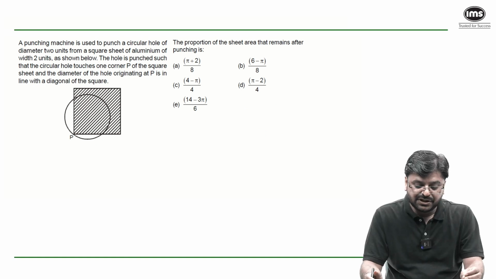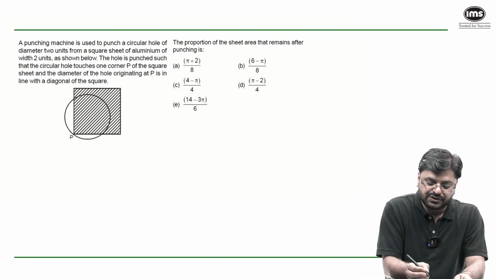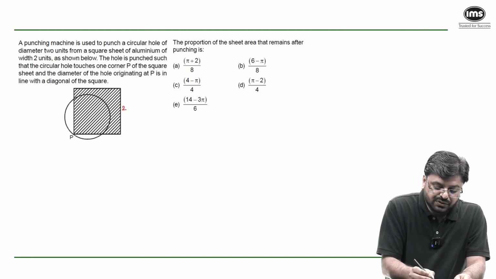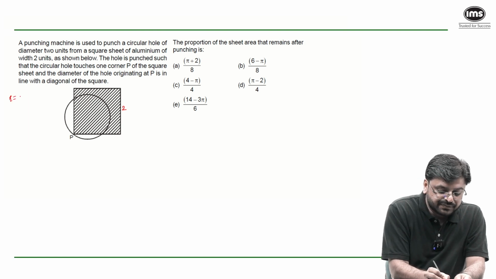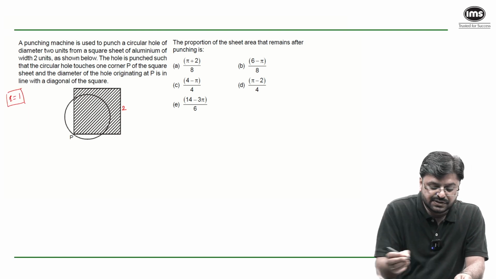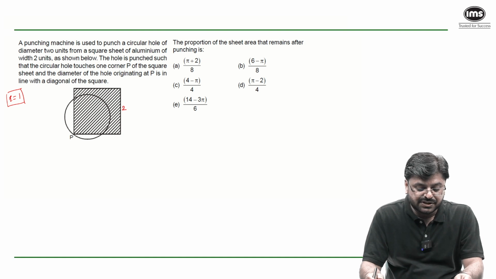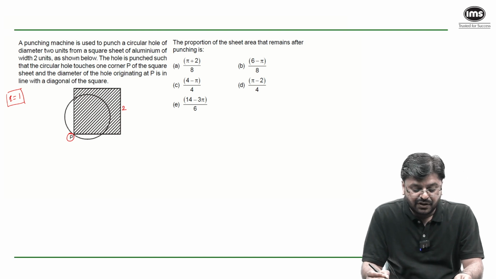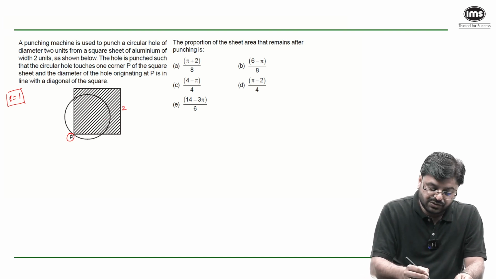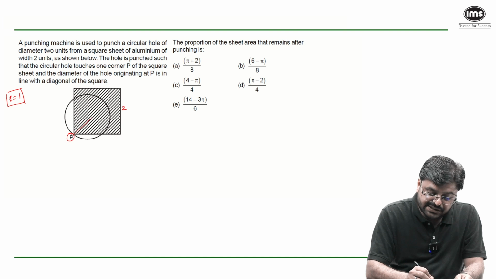In this question, a punching machine is used to punch a circular hole of diameter 2 units from a square sheet of aluminum of width 2 units. So this is 2 and the diameter of the circle is 2. If diameter is 2, then radius is 1. The hole is punched such that the circular hole touches the corner at P, given here, of the square sheet, and the diameter of the hole originating at P is in line with the diagonals of the square. So in this case, this is the diameter.